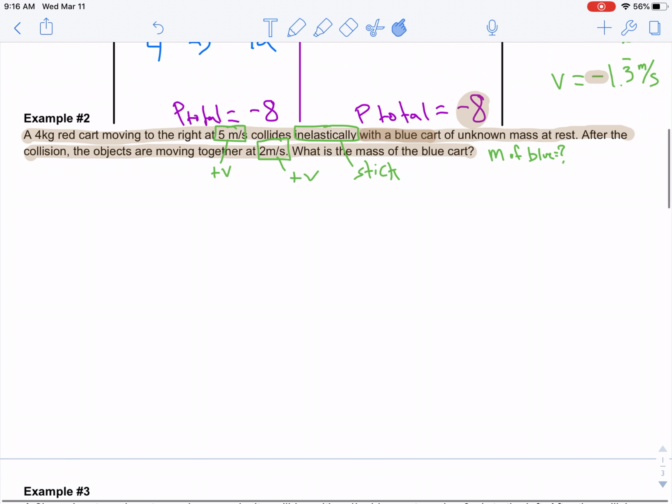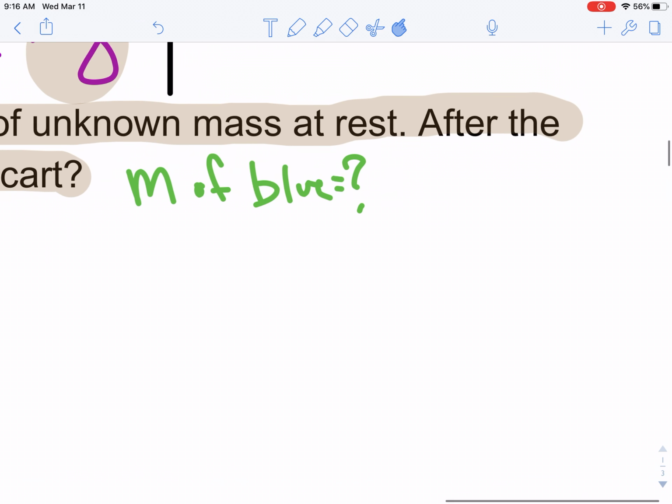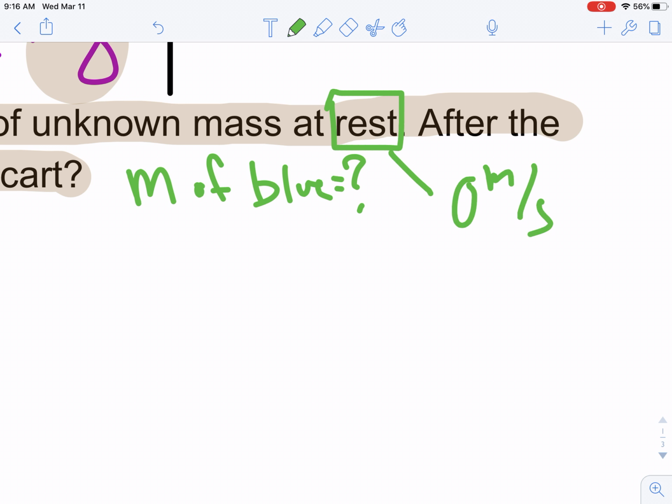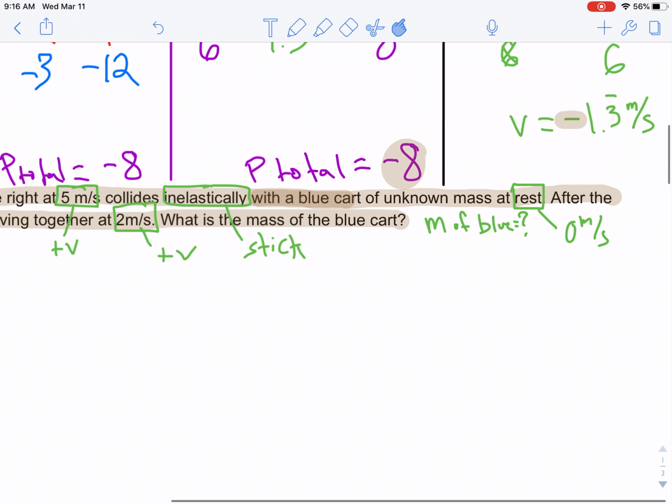And this is the kicker. Unknown mass at rest. If you don't notice this, it's going to be impossible. What does at rest mean? It means that you're moving at 0 meters per second. So we don't know the mass of the blue car, but we do know the velocity. We know that it's moving at 0 meters per second. And luckily for us, anything times 0 is 0, so we're going to remember that.